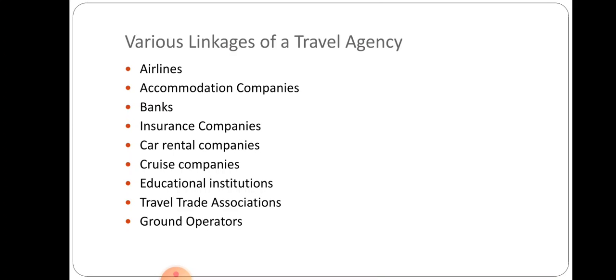For making arrangements for hiring a car, a travel agent and tour operator make contact with car rental agencies. Another linkage of a travel agency is with the cruise companies. Cruise companies are also governed by their own bodies. They are selling a complete package. For selling their package, they also contact travel agents, and the travel agent gets commission from them.